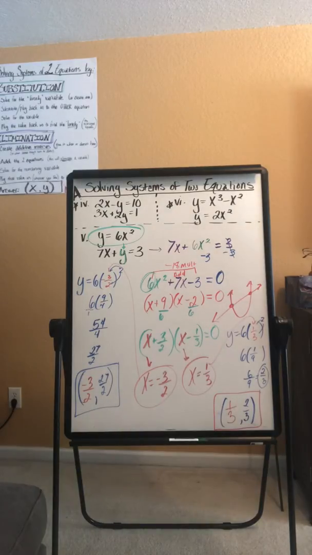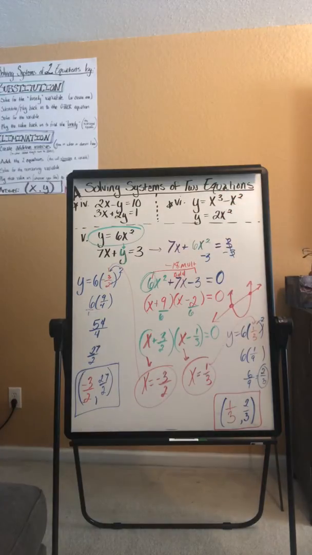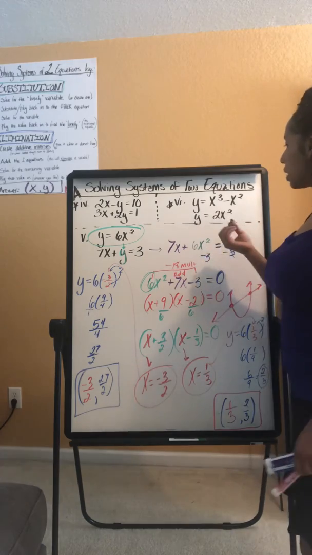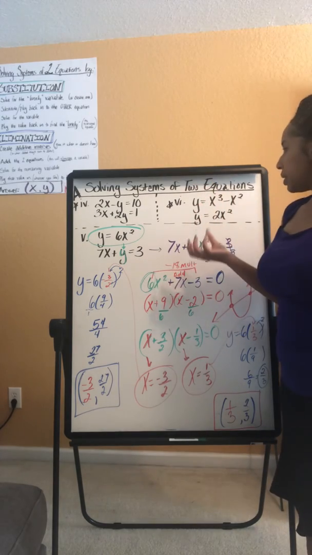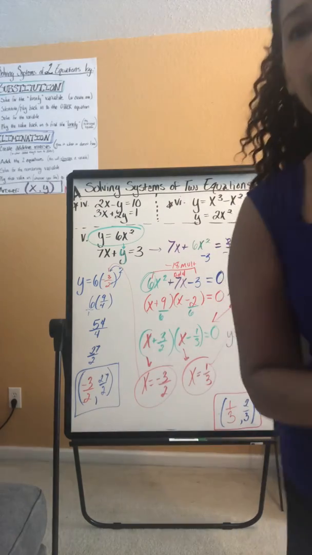Woo! Your number 6 is going to have 2 answers as well. My hint to you, if you're trying number 6, you're going to end up factoring out an x squared. All right, start time.